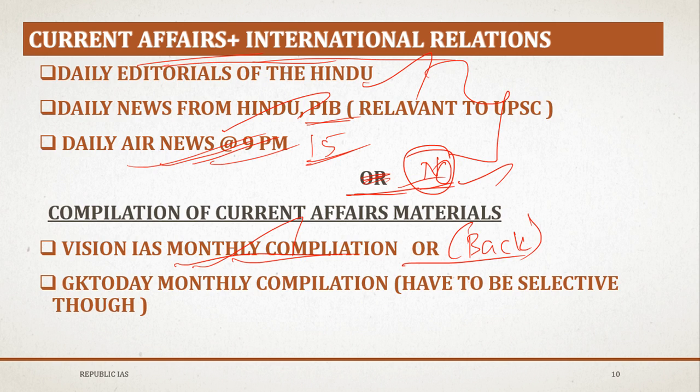And then if you think that no, Vision is not enough for me, I need more, then you can go for GK Today monthly compilation. So it is 70 or 80 rupees per month. You can collect that compilation. But again, you have to be selective when it comes to GK Today, because it also covers many news items which are important for bank examination. But for UPSC, even this is used. Fine. So select only those news items which are important from GK Today. So for compilation materials, you can refer to these two or any one of these. Fine. So this is how you should go about.